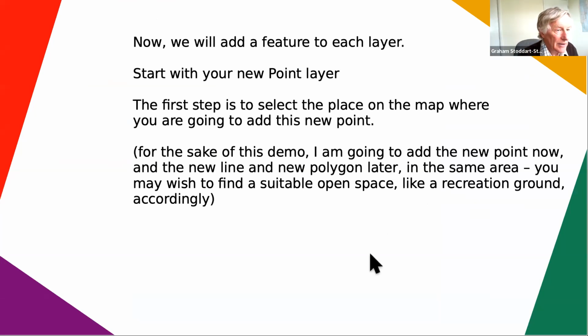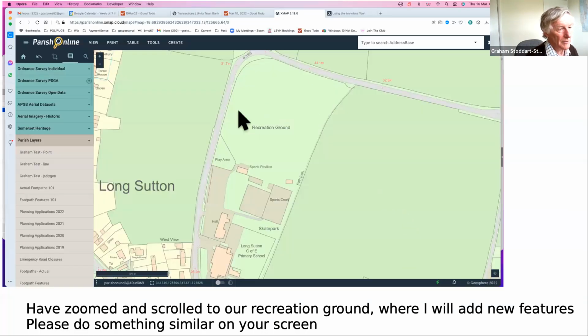So what we're going to do now is add a feature. So let's go with your new point layer. Click on the point layer, and adjust your map so that it gives you space to put whatever you're going to put in. We're going to do a point, a line and a polygon. So you choose a nice open space, and for my example, I'm going to choose our recreation ground. You need to move somewhere on your map where you've got open space where you can create these new features you're just going to create now.